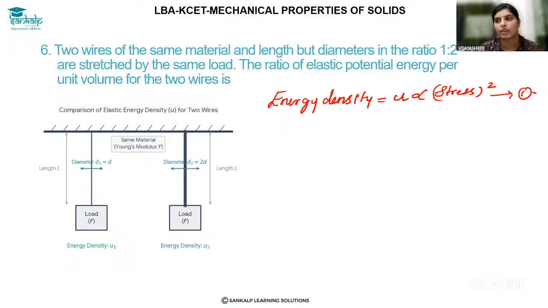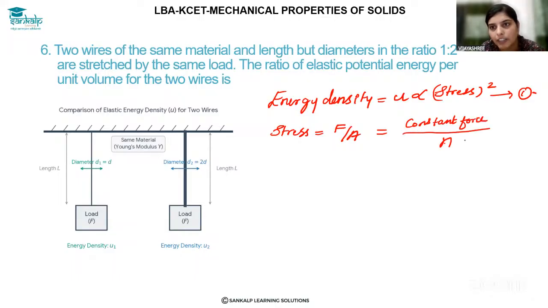Now how can we write stress? Stress can be written as force per area. Here force is constant, as a constant force is applied. So stress is equal to constant force divided by area, which implies stress is inversely proportional to area. Take it as equation number 2.